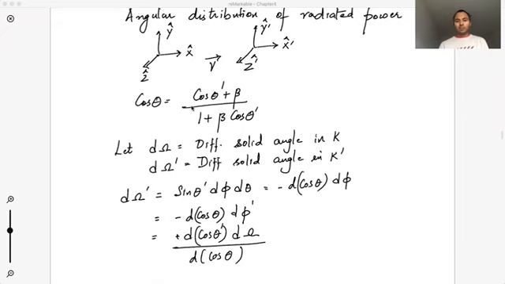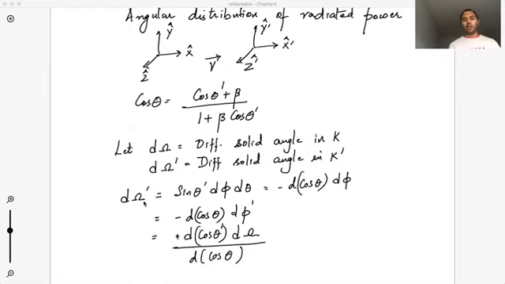Again, this is just some exercise in some geometric ideas which we have already had. We derived the aberration formula, right? So we had cos theta is cos theta prime plus beta divided by 1 plus beta cos theta prime. Now I just want to set up the transformation of solid angle, because I'm going to use it later. And the idea is, how does solid angle transform, right? And that's pretty straightforward. Just a little bit of differential geometry.